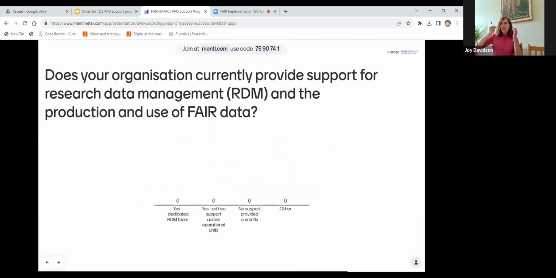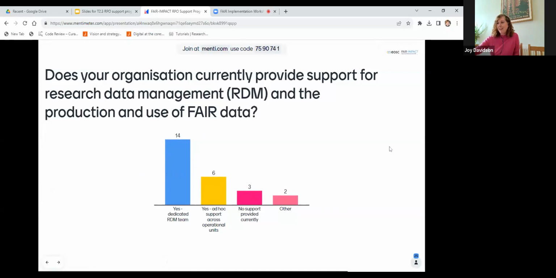Next question is just to get a sense of whether you currently provide support for research data management and the production and use of FAIR data. So what we're looking for here is whether you have a dedicated team, so something formally identified as an RDM support team. Maybe you just have something a little bit more ad hoc. So it might be just informally carried out at your organization through a mixture of different support teams working together. You might not have any support at the moment, and we've got a few again that say others, so feel free to put things in the chat if you want to share anything about what other means in this sense. But it seems like most people who are joining have some dedicated RDM support, so that's great.